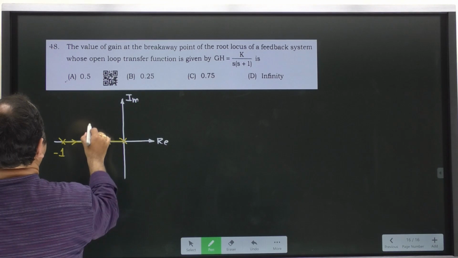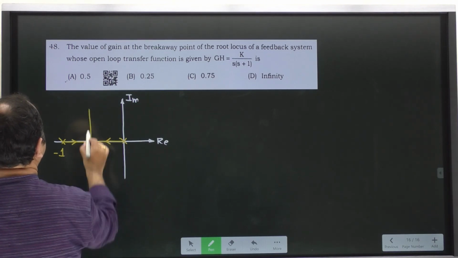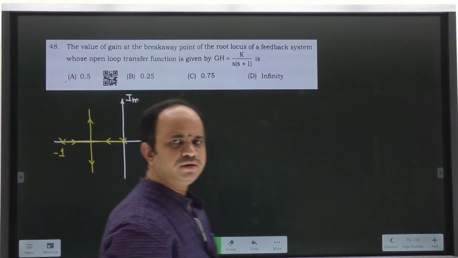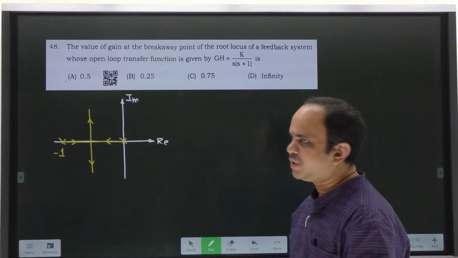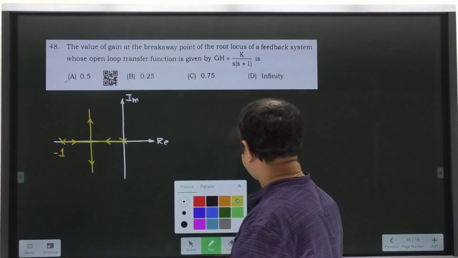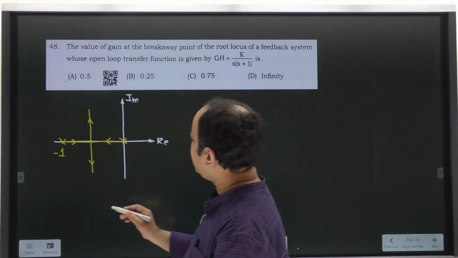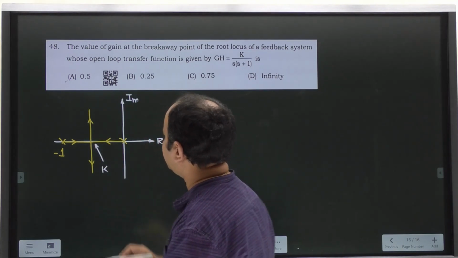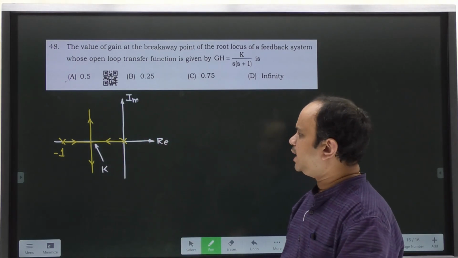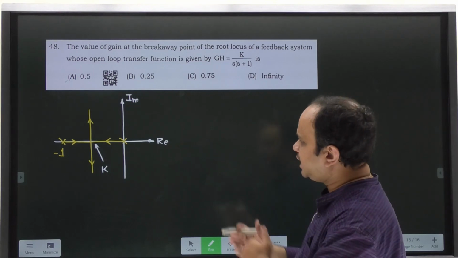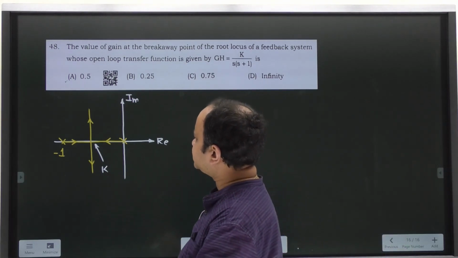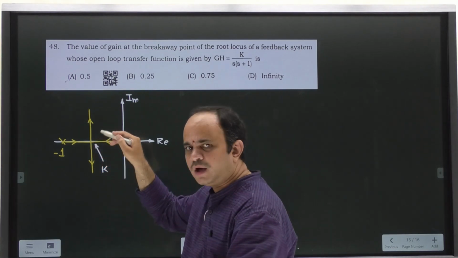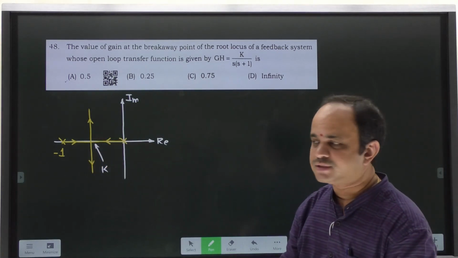These two poles will move towards each other and break away at one point. After that, they will depart into the complex plane. Now, the question is, what is the gain value K at this breakaway point? So, you have to calculate the K value at that breakaway point. Straight away, you can easily answer that the roots of the characteristic equation are located on the real axis.